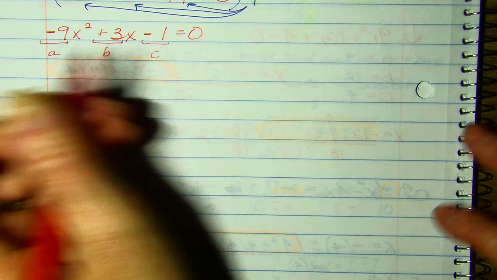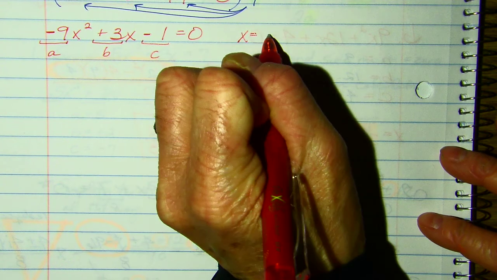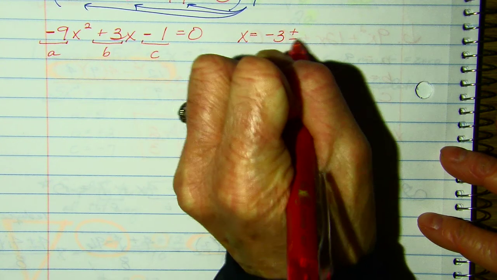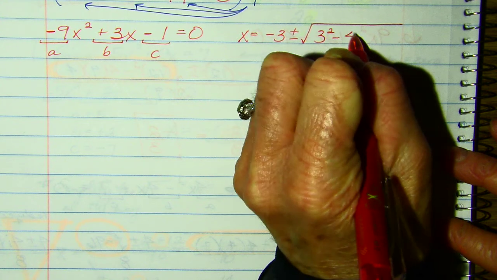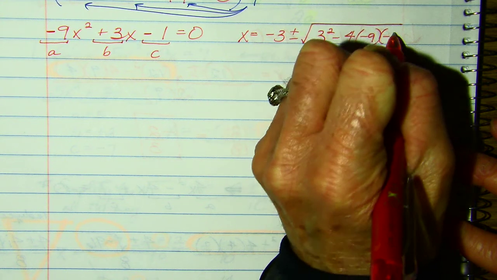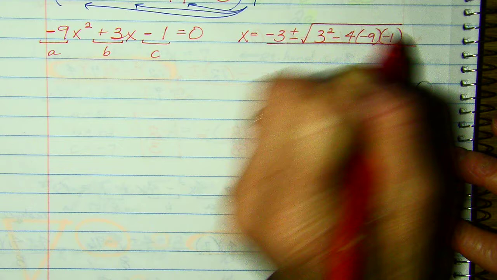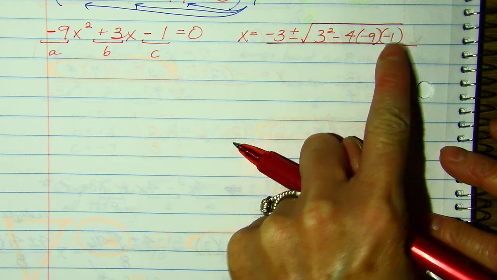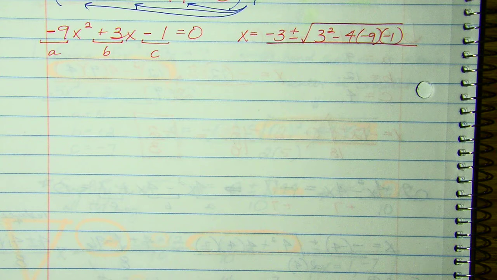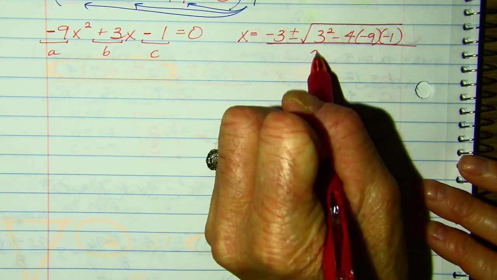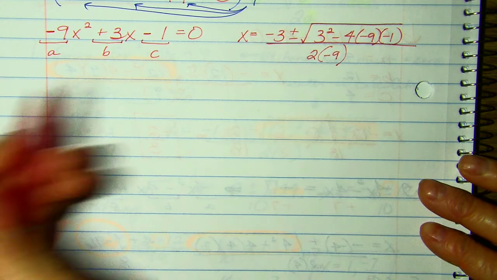So x equals negative b plus or minus the square root of b squared minus 4 times a times c. Make sure you bring those negatives. It's a negative 9 and a negative 1. Got to be really careful in math. You guys be really, really careful how you write things. And then 2 times negative 9.